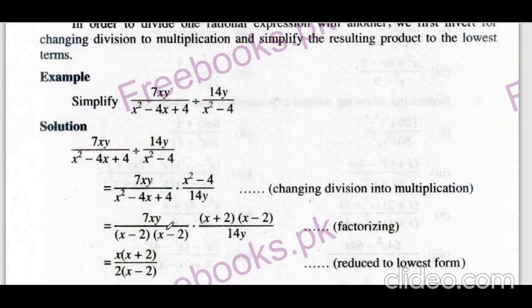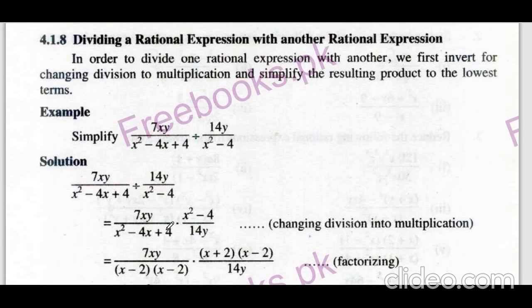Now there is an operation which is division. In order to divide one rational expression by another, we first invert, changing the division to multiplication. If there is a division sign between two rational expressions, first convert it into multiplication, and then apply the multiplication property: multiply the numerators, then multiply the denominators, simplify them, make factors, and you will get the answer.